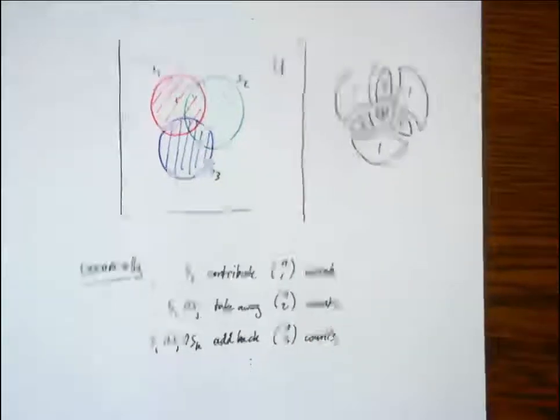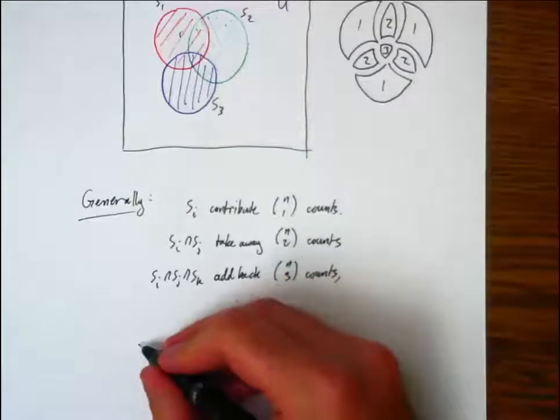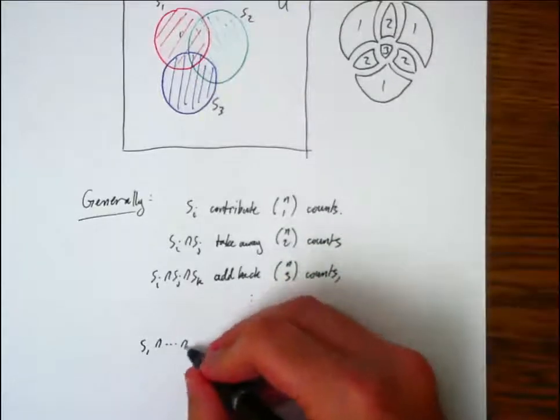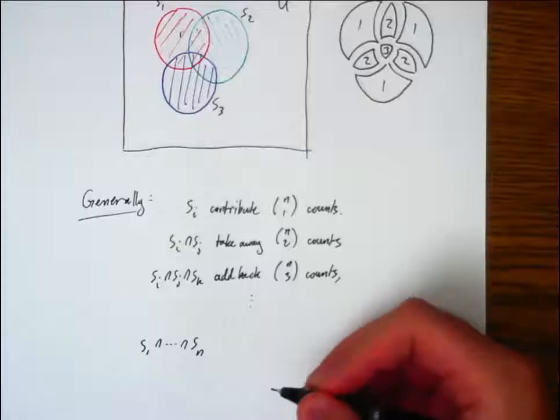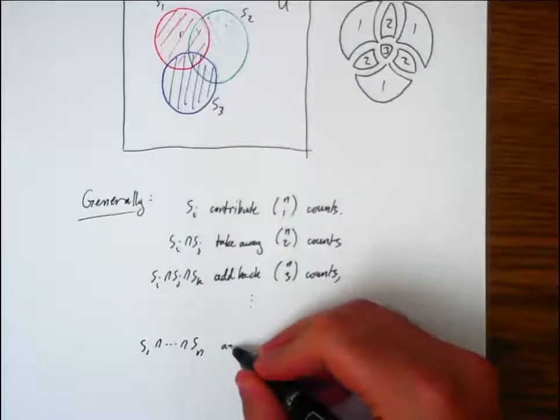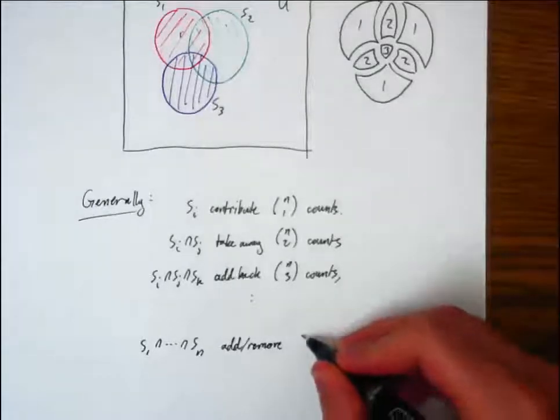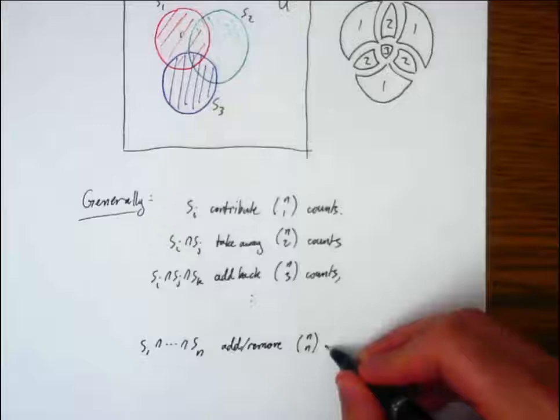And I can continue this, taking away, adding back, taking away, adding back, until I see S1 intersect all the way out to Sn for n many pieces. It's either going to add back or remove n choose n counts.